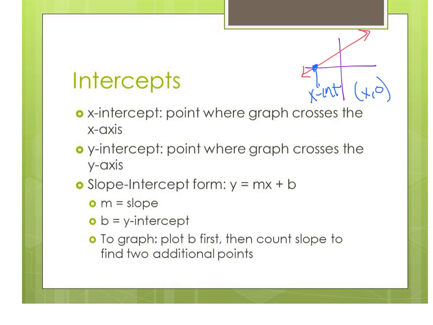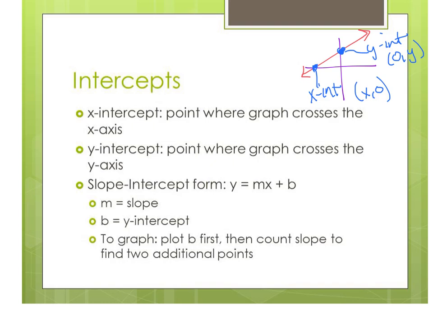The y-intercept is the point where the line crosses the y-axis. So, there we go, y-intercept. And its ordered pair is always (0, y), right, because it hasn't gone left or right at all.